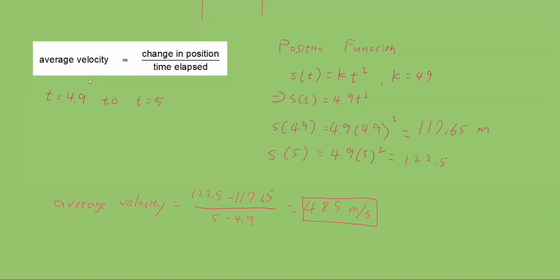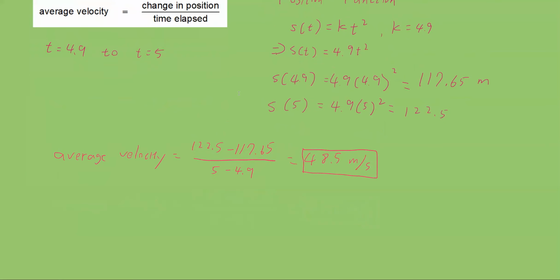Now, 4.9 seconds and 5 seconds are very close together, just a 0.1 second difference. So we know that the average velocity of the ball between 4.9 seconds and 5 seconds is about 48.5 meters per second. But if you want to be more accurate, instead of 4.9 you can pick 4.99, you can pick 4.999, or you can also pick values over 5, like 5.1, 5.01, 5.001, and see how close you can get to the actual speed.